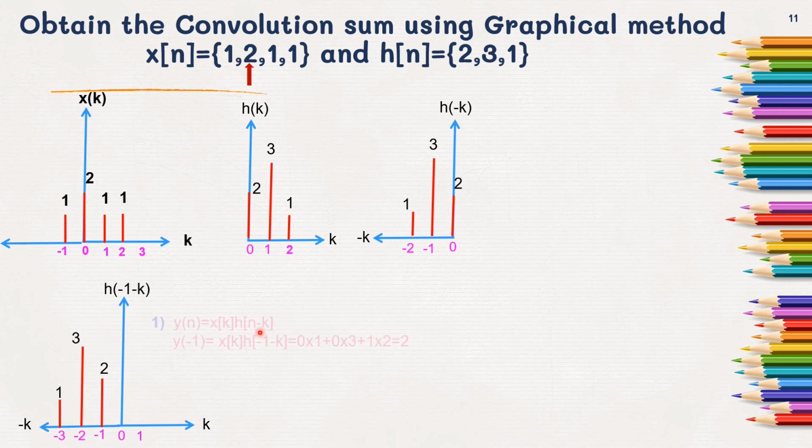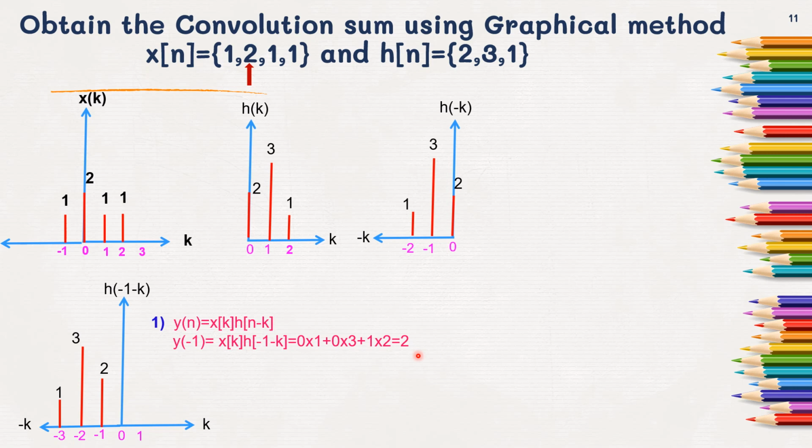So for finding out y of minus 1, what should I require? If I put it in the formula, x of k into h of minus 1 minus k, correct? So for that, how will you get h of minus 1 minus k? From h of minus k, left shift by one place, you will get h of minus 1 minus k. For h of 1 minus k, you have to right shift, right? So for h of minus 1 minus k, I get this diagram. Now look for the overlap. So where is the overlap? The overlap is only at minus 1, which is 1 into 2. So you get the answer as 2.